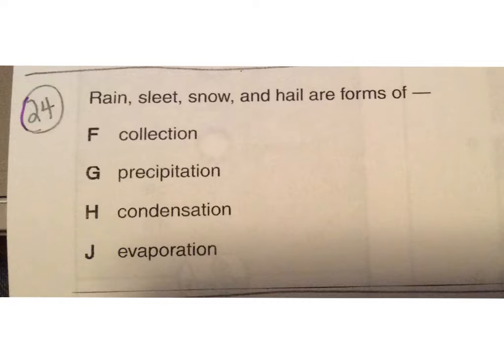Number 23. The force that keeps Earth in orbit around the sun is F, gravity. G, erosion. H, reflection. J, magnetism. 24. Rain, sleet, snow, and hail are forms of F, collection. G, precipitation. H, condensation. Or J, evaporation.